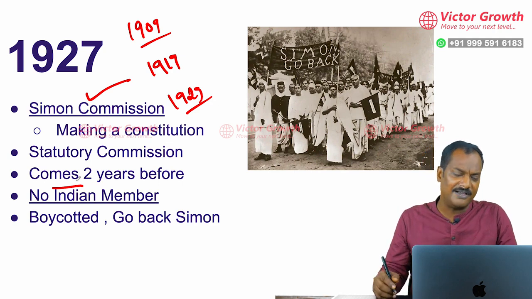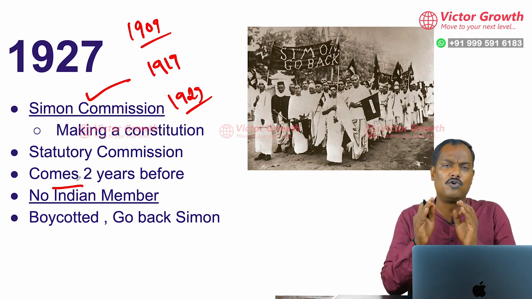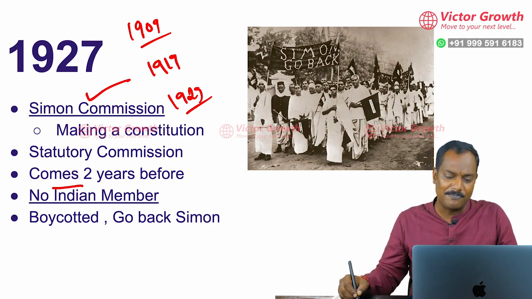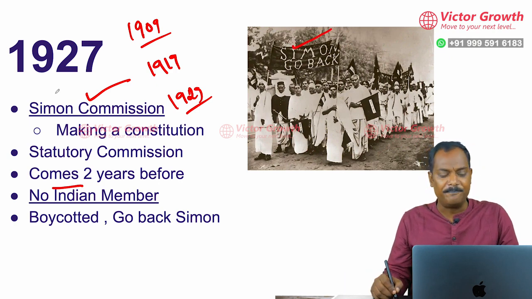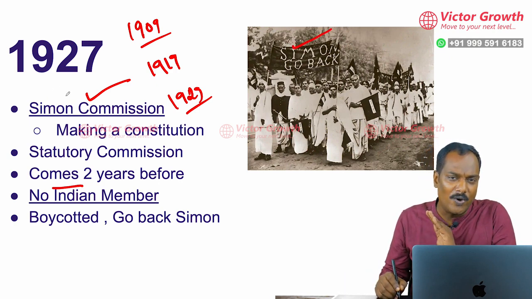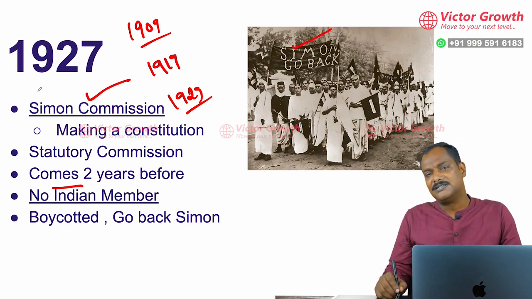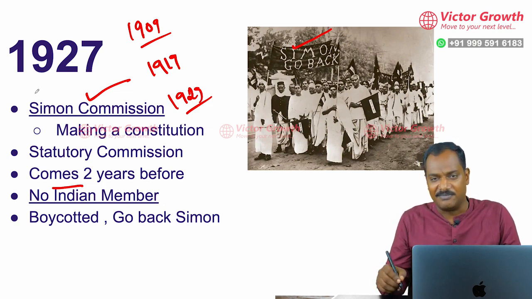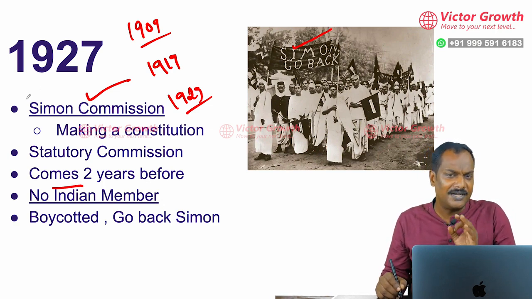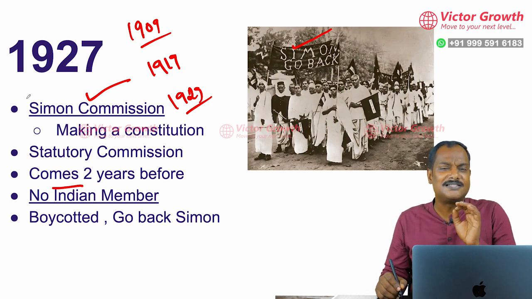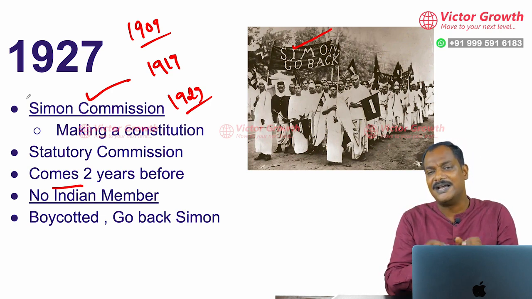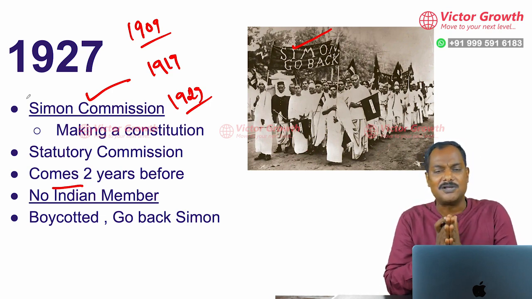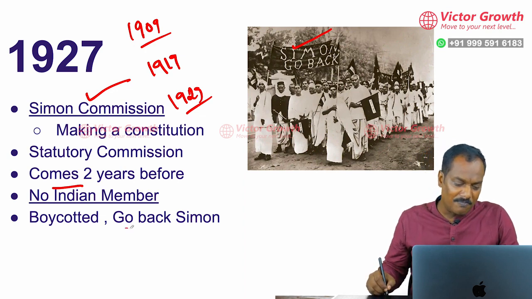But we are protesting. We are saying that we don't want the Simon Commission. Go back, Simon Commission. You can see protests happening anywhere across India. The reason is there was no Indian member in the Simon Commission. It was an all-white commission. This itself was a question in UPSC in 2014: why was the Simon Commission protested in India? The answer is there was no Indian member. It was an all-white commission. So, go back, Simon.